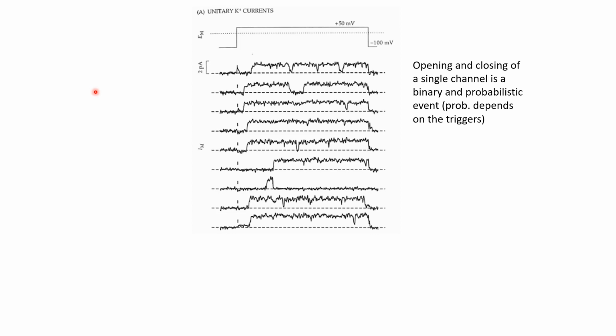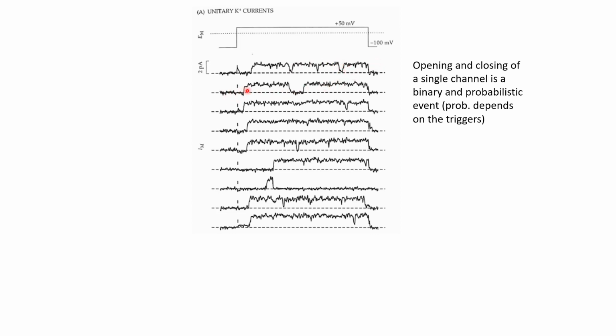Here is another example from a certain kind of potassium channels that are sensitive to voltage. And now in this case, these channels are closed in the beginning, and then a voltage change is applied for a certain duration, and during that period the channels can potentially open. So here is one recording trace, and we can see that the channel gets in the open state for some time, then closes again, then again gets in the open state for some time, closes again, and so on.